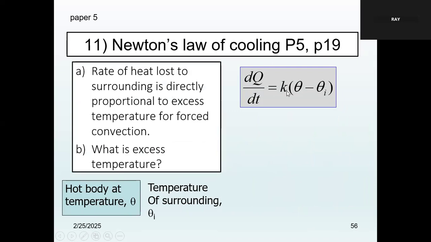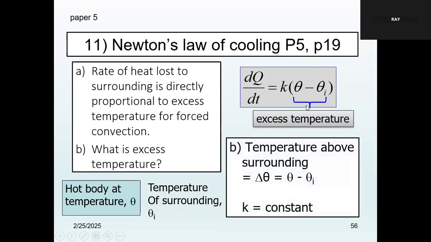This one, you're supposed to write the equation. And excess temperature is the temperature above the surrounding. K is a constant. Theta is the temperature of the hot body, and theta I is the surrounding temperature.